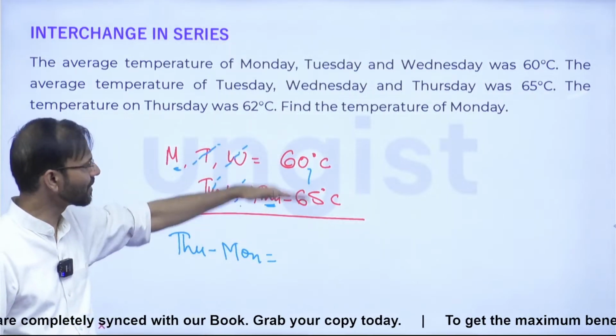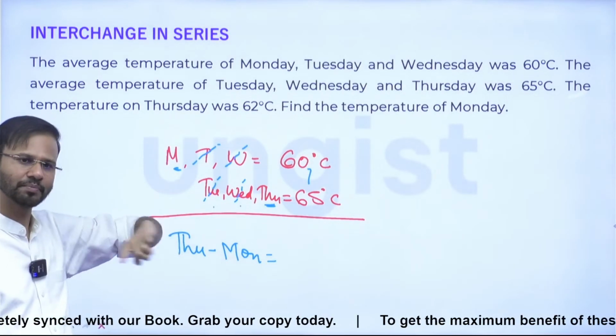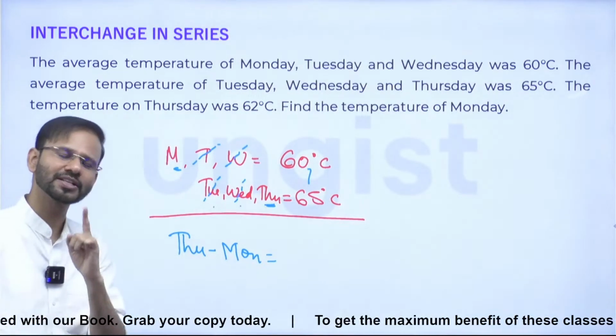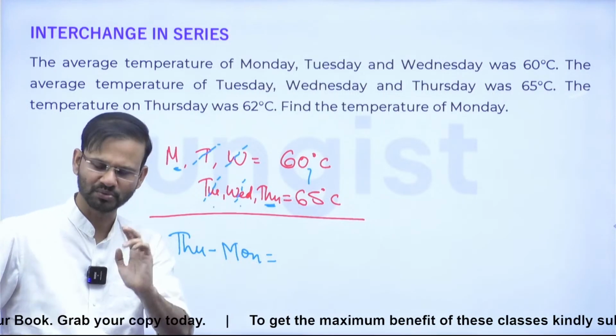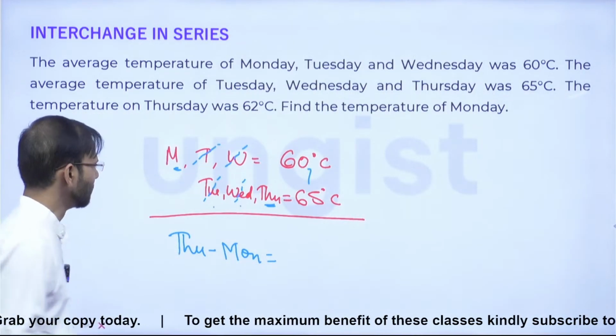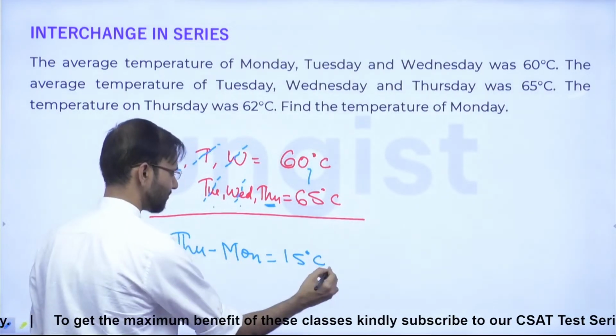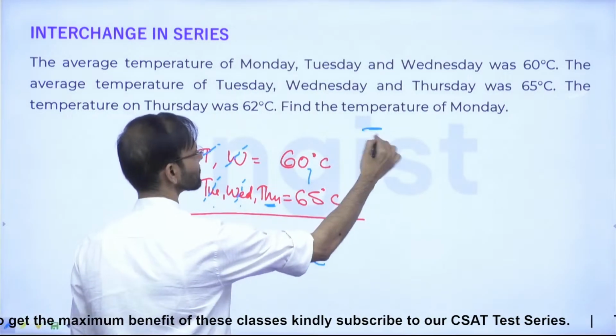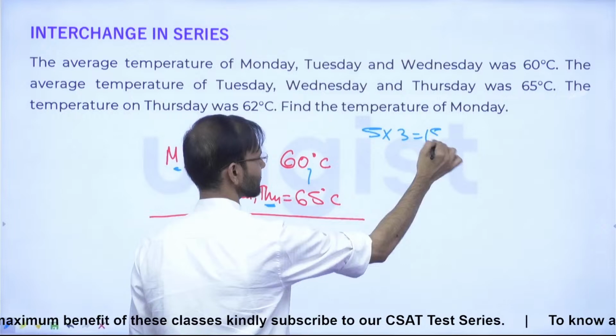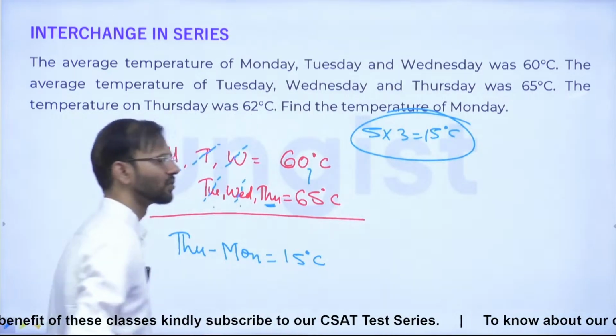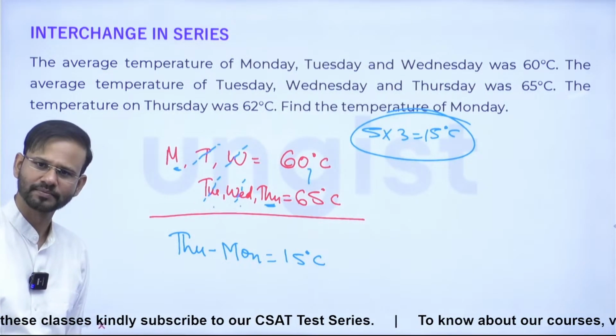The average was increased by +5. So it means Thursday is contributing +5 to 3 candidates, to 3 days. So this will be 5 into 3, 15 degrees Celsius. So the temperature difference between Monday and Thursday is 5 into 3, which is 15 degrees Celsius. Everyone, yes or no? Is it clear, guys?